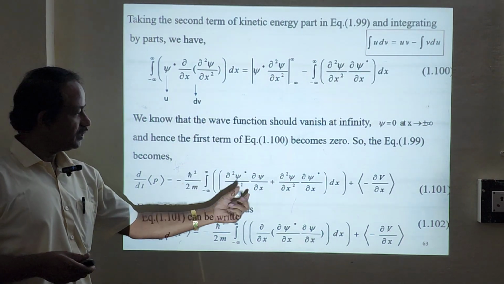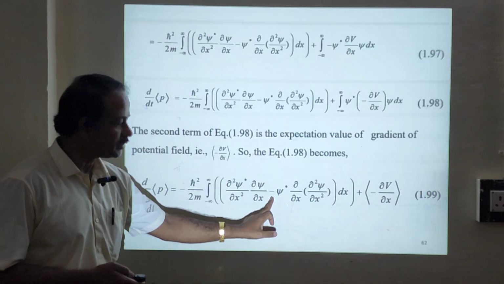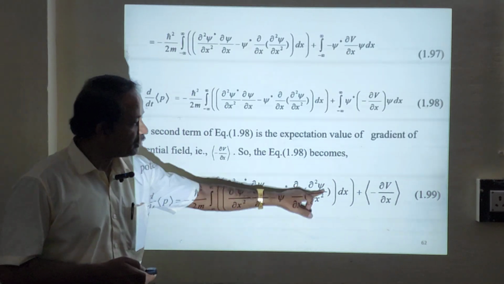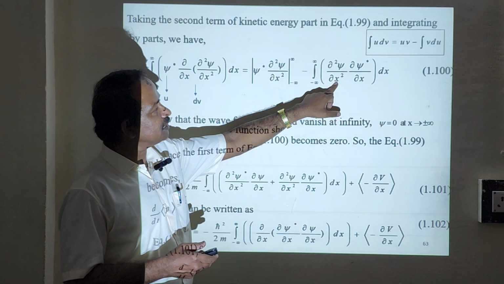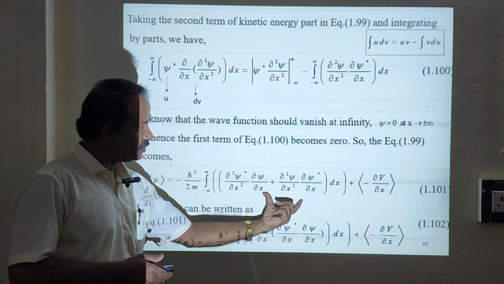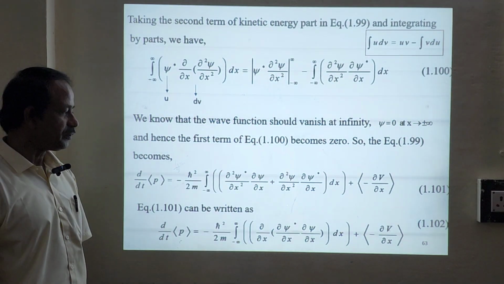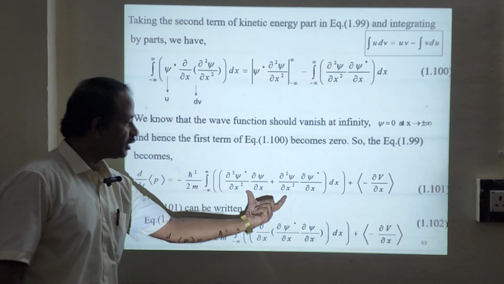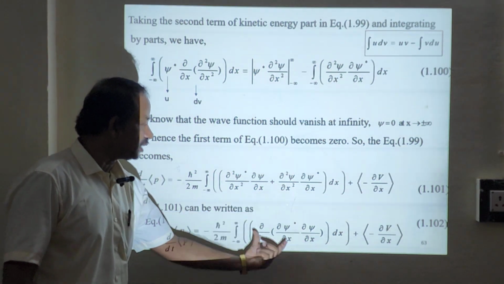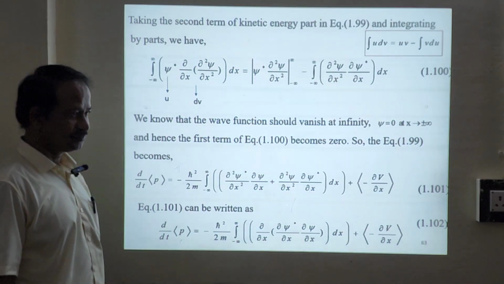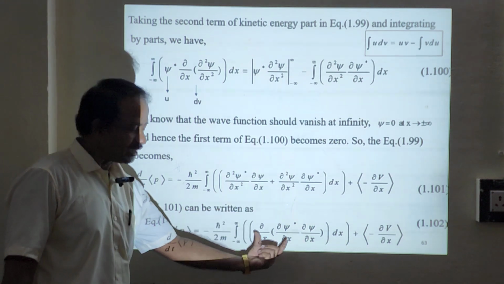So we can replace the second term as this term. This is the first term, and this is the second term with a minus sign. We have already found the relation, so minus minus plus. So this is the equation. These two terms can be written like this.